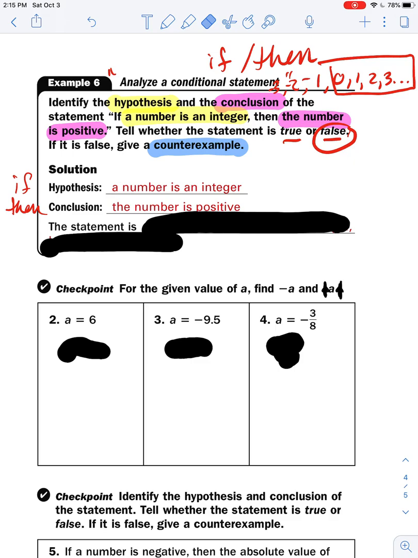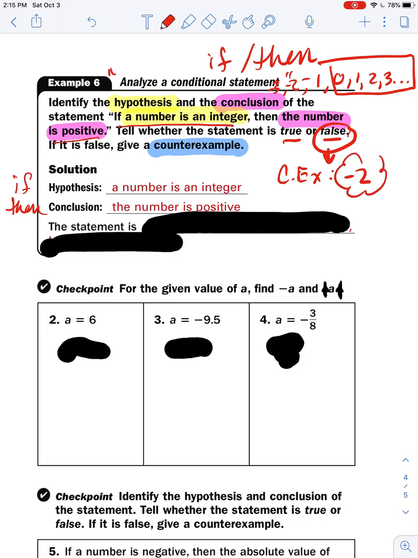So we have to come up with a counterexample since we chose false, or at least I chose false. It tells me that if the number is an integer, then it is positive. I would say that's false. My counterexample could be -2. -2 is an integer, but it is not positive.